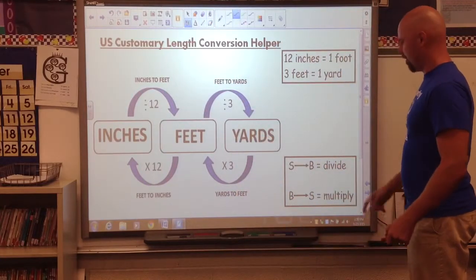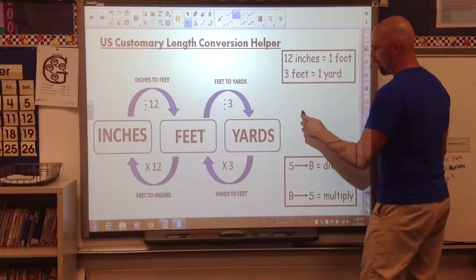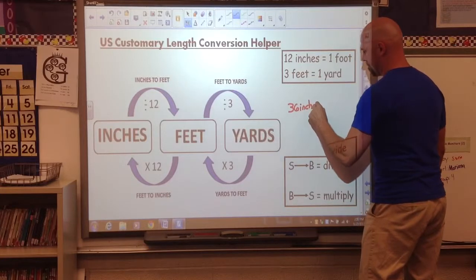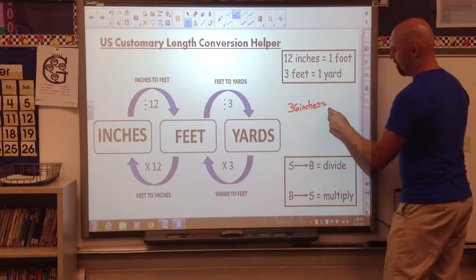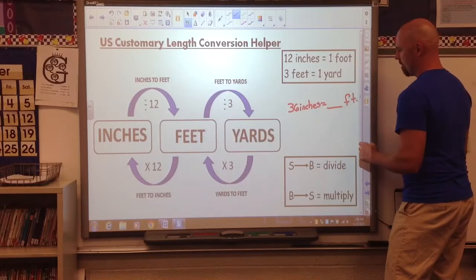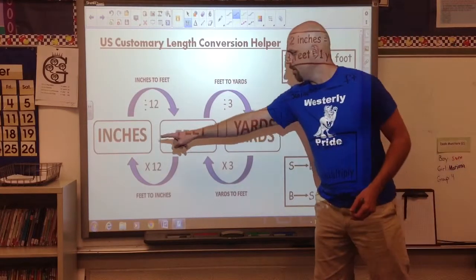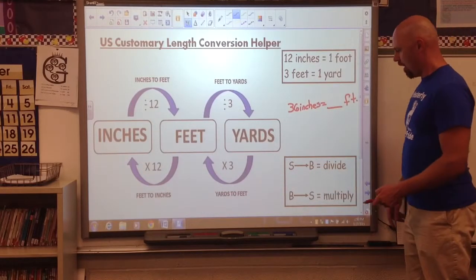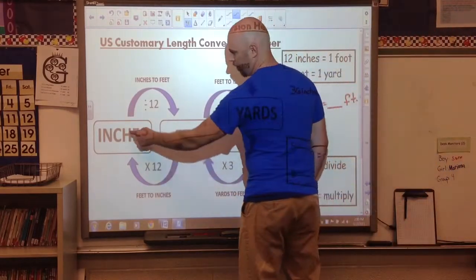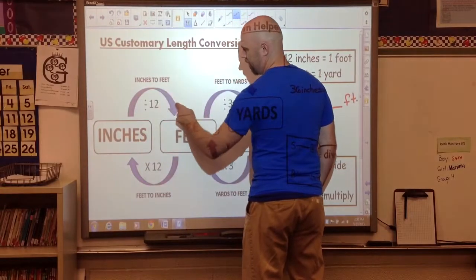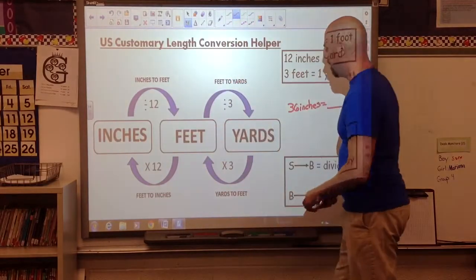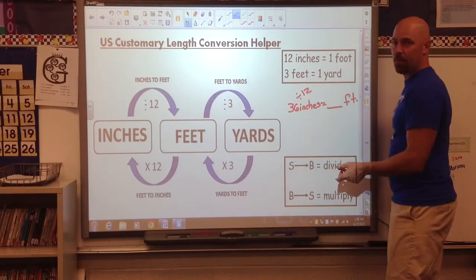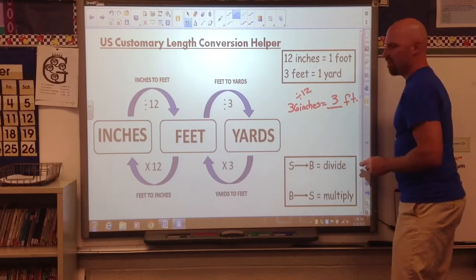How about we go from a small unit to a big unit? So how about 36 inches equals blank feet. Well, we're going from small units to bigger units. When we go from small to big, we divide. And now we can just use this chart again to help us out. We're going from inches to feet. I trace it with my finger. There's the number I want to use. I want to divide by 12. When I do 36 divided by 12, how many 12s make up a 36? Well, 3 of them do.